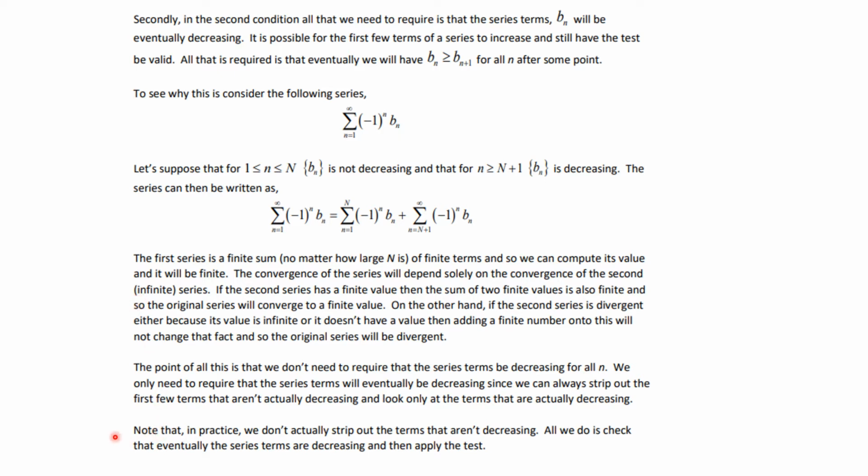And finally, note that in practice we really don't have to strip out the terms. We just have to note that eventually the series terms are decreasing. Then we can apply the test and determine convergence.